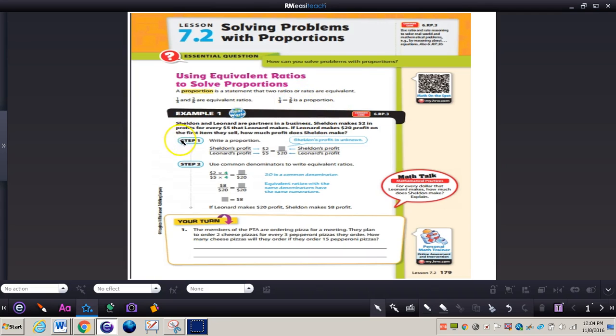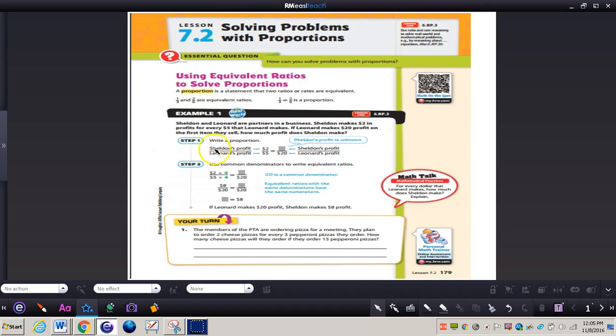Now let's take a look at example 1 to expand upon this concept even more. It says Sheldon and Leonard are partners in a business. Sheldon makes $2 in profits for every $5 that Leonard makes. If Leonard makes $20 profit on the first item they sell, how much profit does Sheldon make?